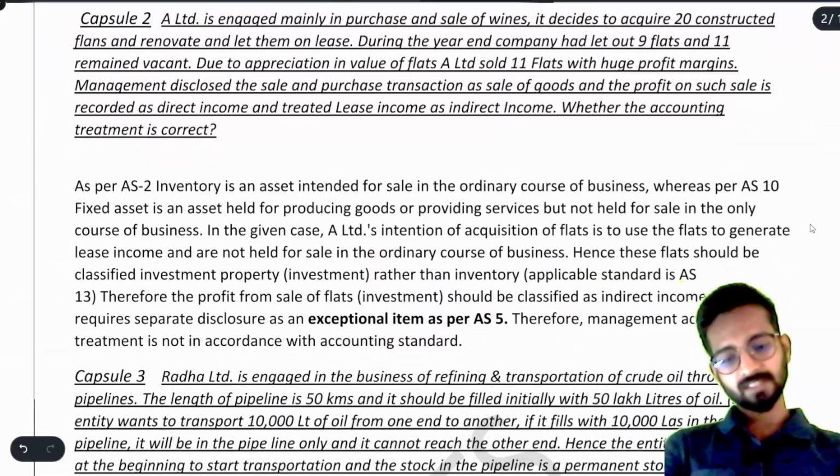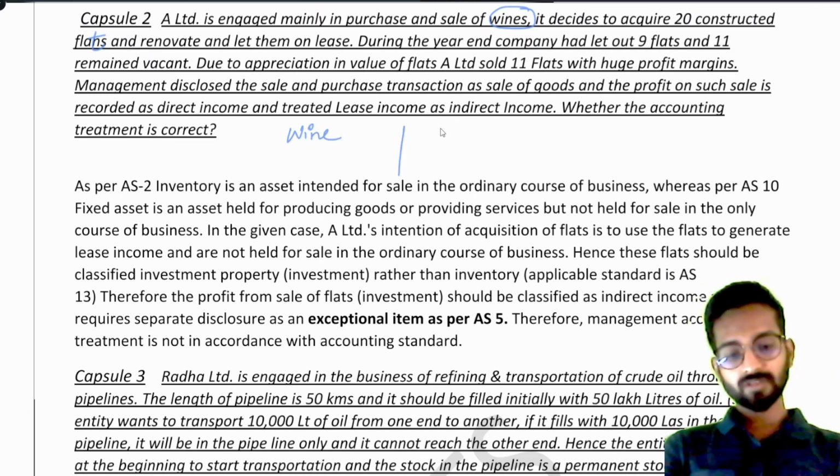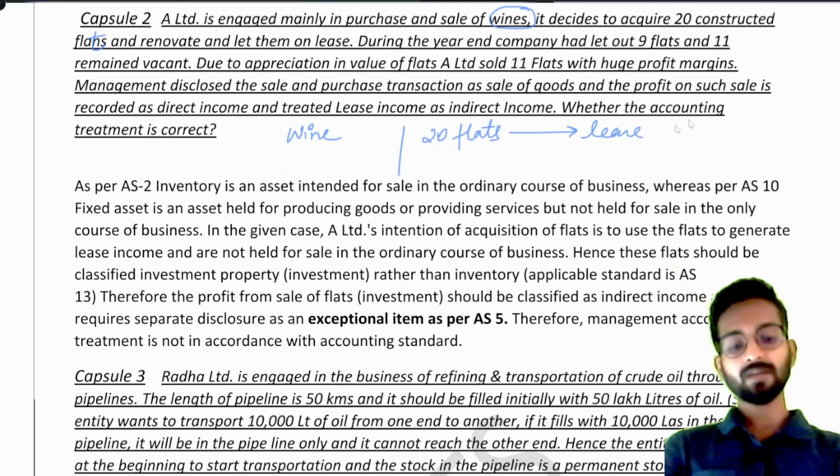A Limited is engaged mainly in the purchase and sale of wines. Okay, it decides to acquire 20 constructed flats and renovate and let them on lease. See, the main business is of wine, but now they think to construct 20 flats. They want to construct 20 flats. Why? To put them on lease. Why? Because they want to earn rental income.